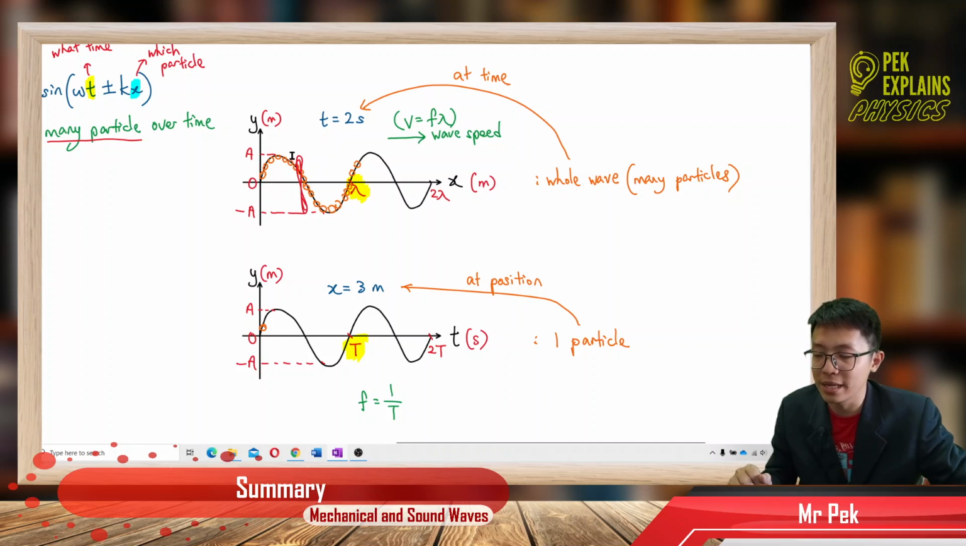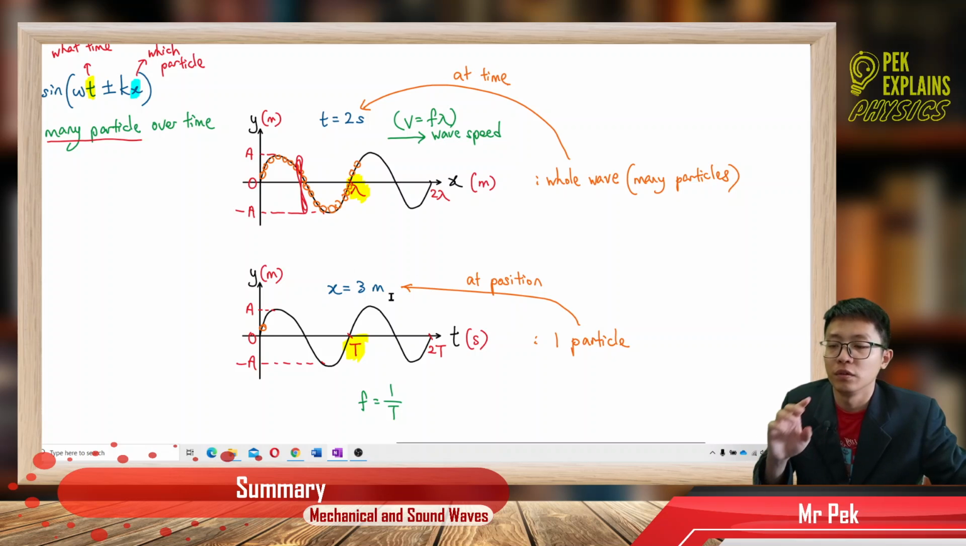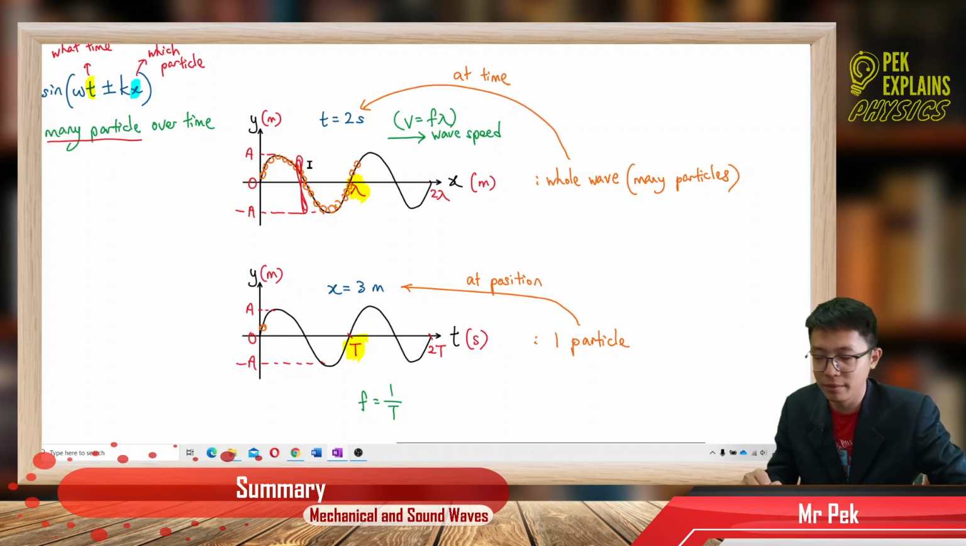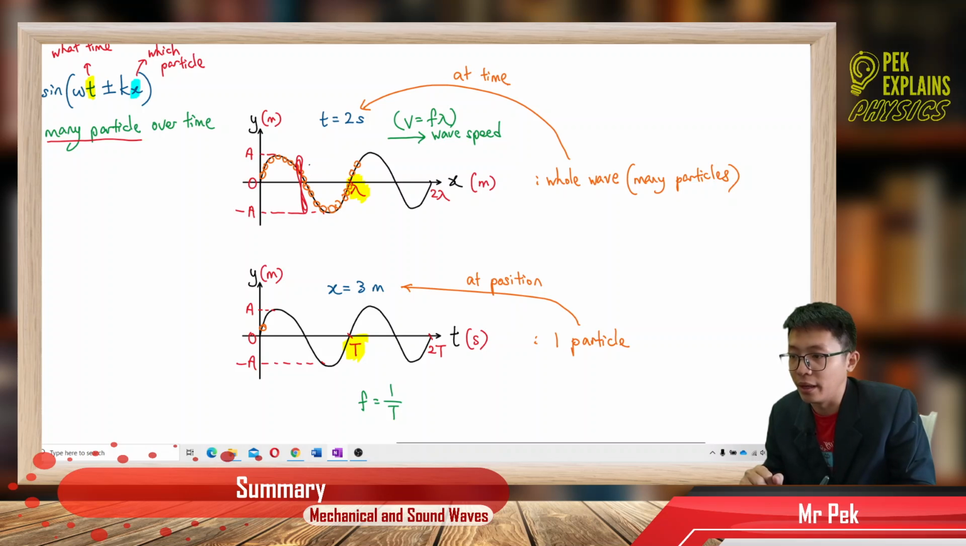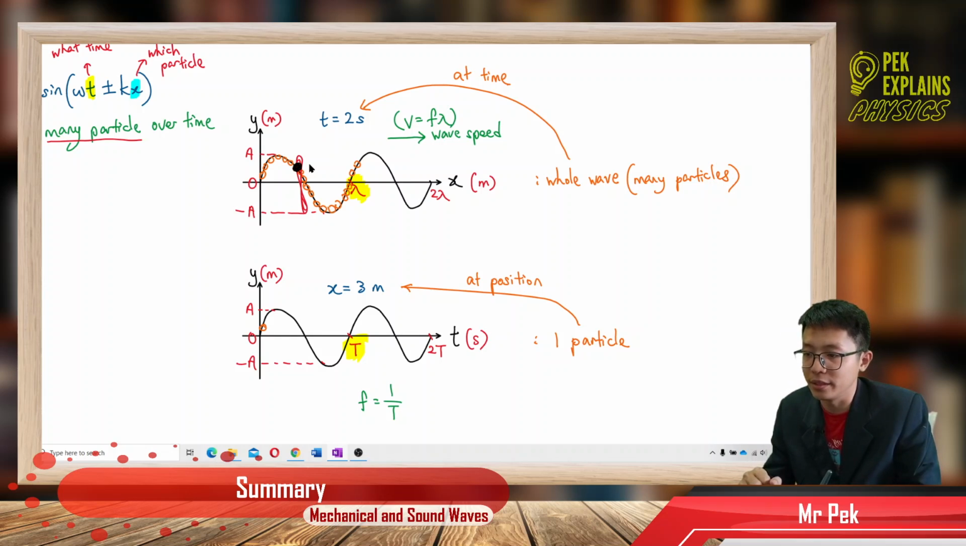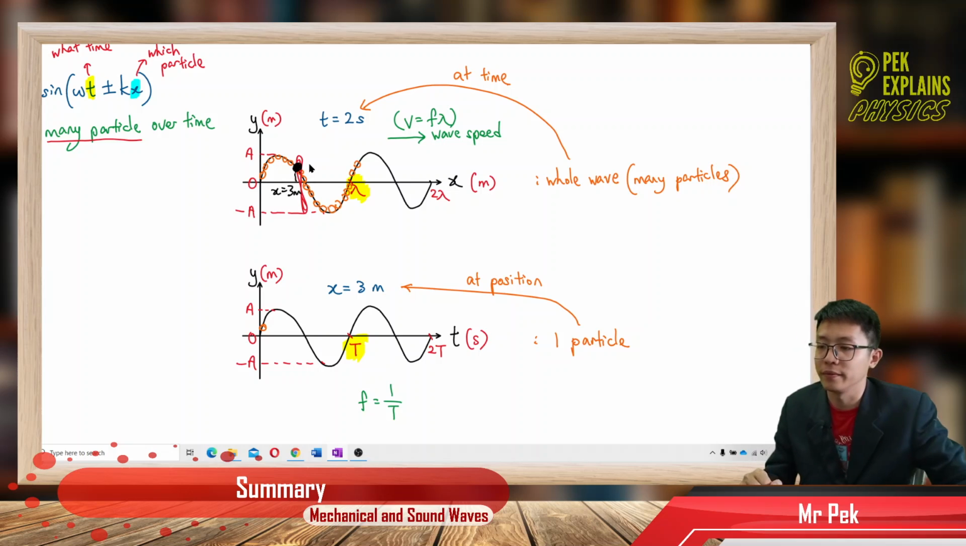Okay, you can see many particles at different displacement, the whole wave at a certain time. The displacement-time graph shows the oscillation of only one particle at a certain position. Maybe I'm taking x equal to 3 meter. That means maybe I'm referring to this particle over here, which is x equal to 3 meter away. This one, okay?